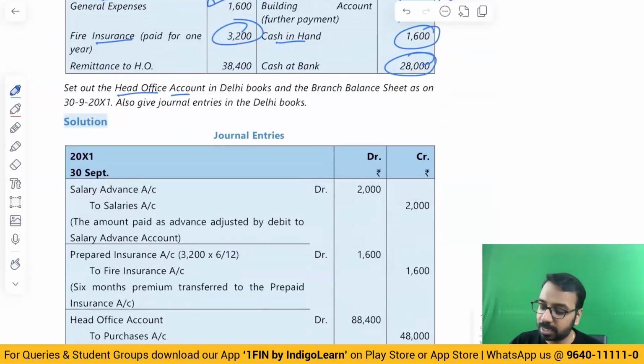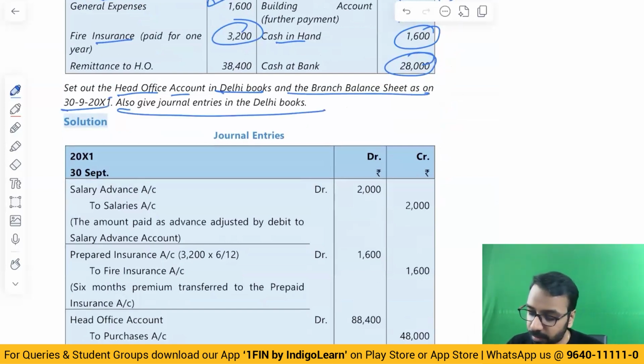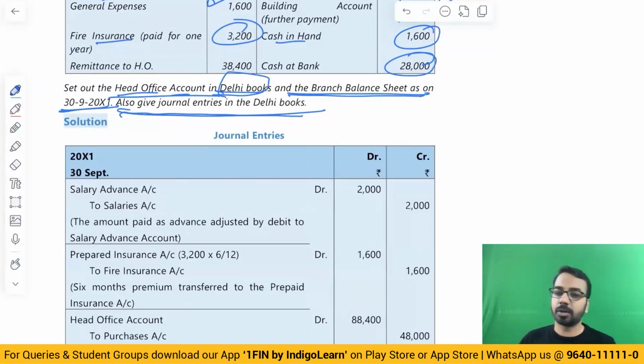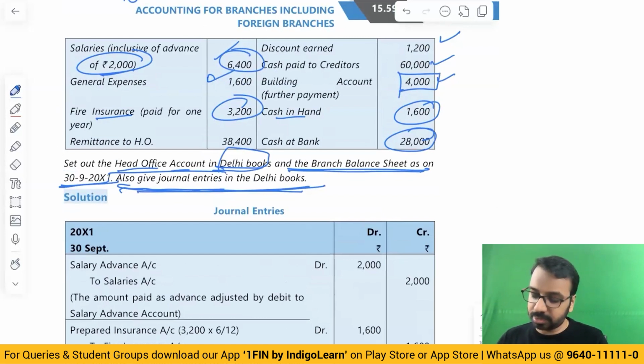Set out the head office account in Delhi books and the branch balance sheet as on 30th September. Also give entries in the Delhi books. So, prepare head office account in the Delhi books, prepare head office ledger. Then branch balance sheet as on 30th September, prepare the branch balance sheet. And also give the journal entries in Delhi books. Now, when we say journal entries in Delhi books, basically what we are saying is transfer. All the journal entries in Delhi books will transfer the balances to the head office account.